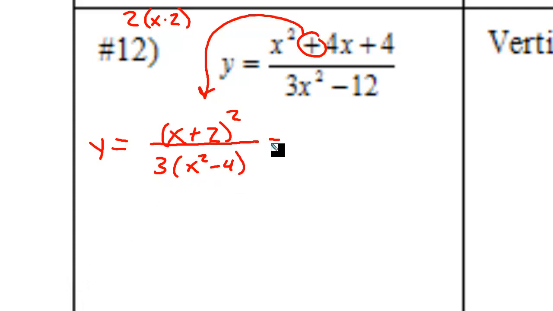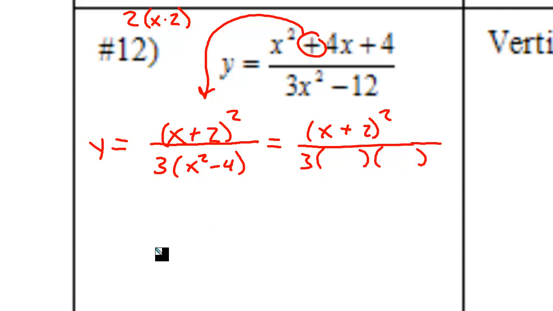x squared minus 4, that is a difference of two squares. Let me tell you how I know that. First of all, it's a difference. We're subtracting. That's easy. Second of all, it's called a difference of two squares. Is x squared a perfect square? Yes. It's a square that is x by x. Is 4 a perfect square? Sure, it's a square that is 2 by 2. 2 times 2 is 4. Difference of two squares. It's not a joke.